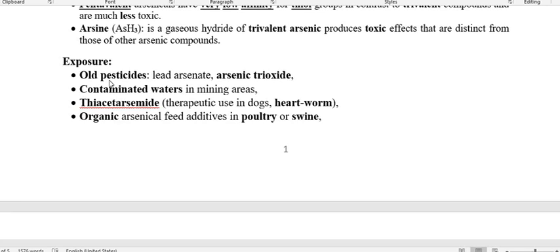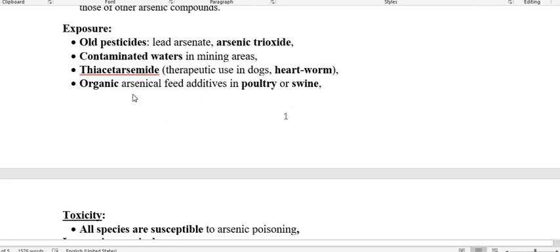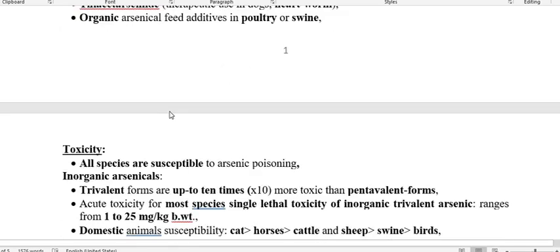And the second one, as I earlier mentioned, is that in many areas of the country, there is a high level of arsenic in the soil, the water gets contaminated, and the plants get contaminated with arsenic. Therefore, it is another source of toxicity. Then there is thiacetarsamide, used as an anthelmintic for dogs to kill the heartworm. Then organic arsenicals are used for poultry and swine as a feed additive, as we earlier mentioned. That is important.